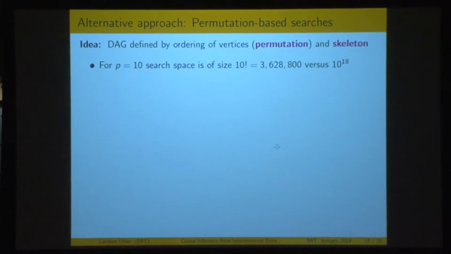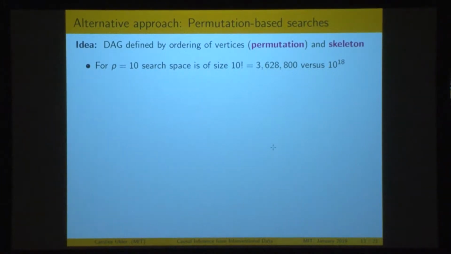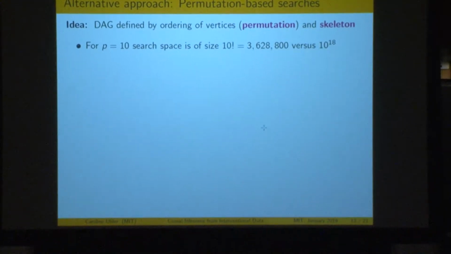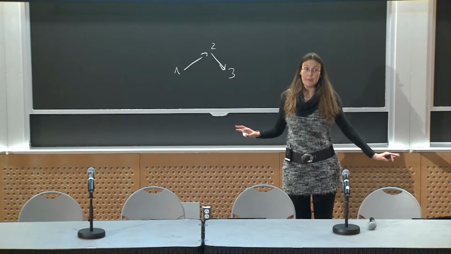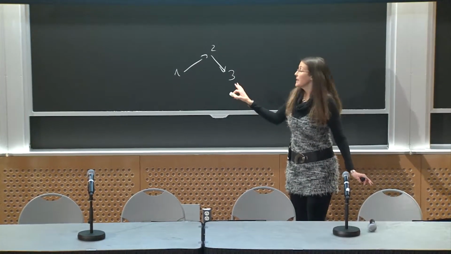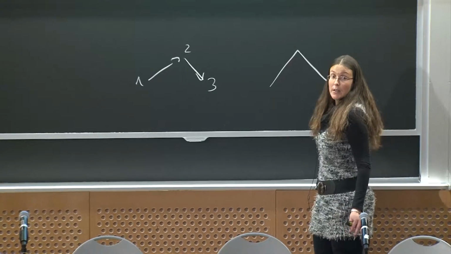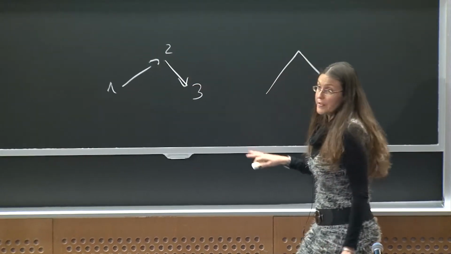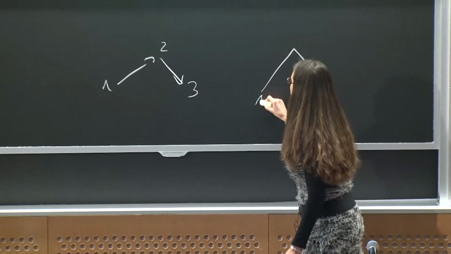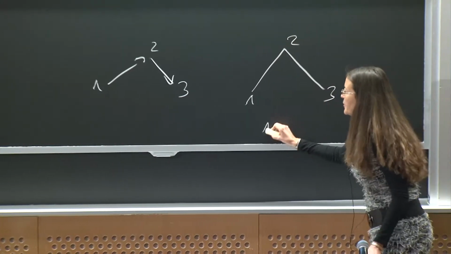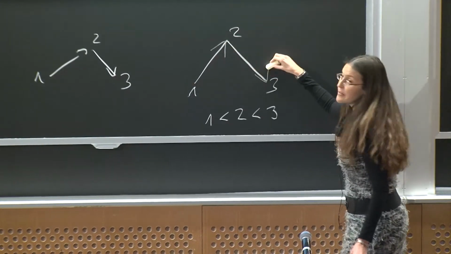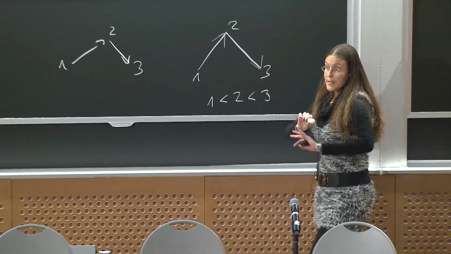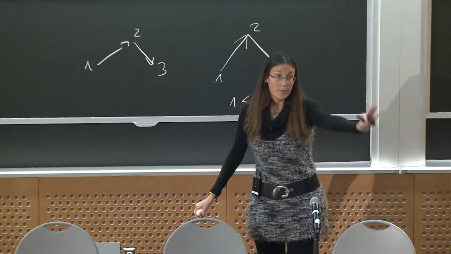So the main idea is the following. If you want to learn a DAG, any DAG, something simple like this, I'm going to represent this problem as two separate problems. One is learning the skeleton, so learning the undirected graph. The other is learning the ordering of the variables. So in this case, I would tell you that 1 is smaller than 2 is smaller than 3, which tells you that I should orient my edges in this direction and in this direction. So instead of learning a DAG, I just need to learn an ordering, so the permutation.